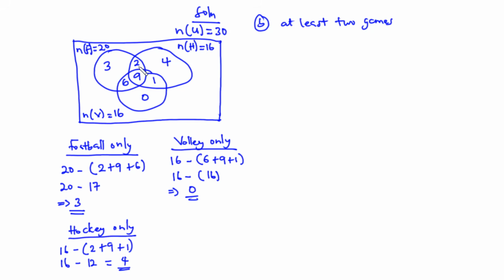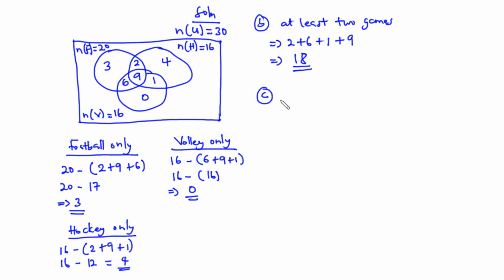Now for exactly 2 games, we have 2 plus 6 plus 1. And then all the 3 games is 9. Because we are looking for at least 2 games, it's supposed to be 2 or more games, not less than 2. So we have this group of people playing exactly 2 games, and then we have this group of people playing all the 3 games. Now 1 plus 9 is 10, 10 plus 6 is 16, 16 plus 2 is 18. So the number of students who play at least 2 games is 18.